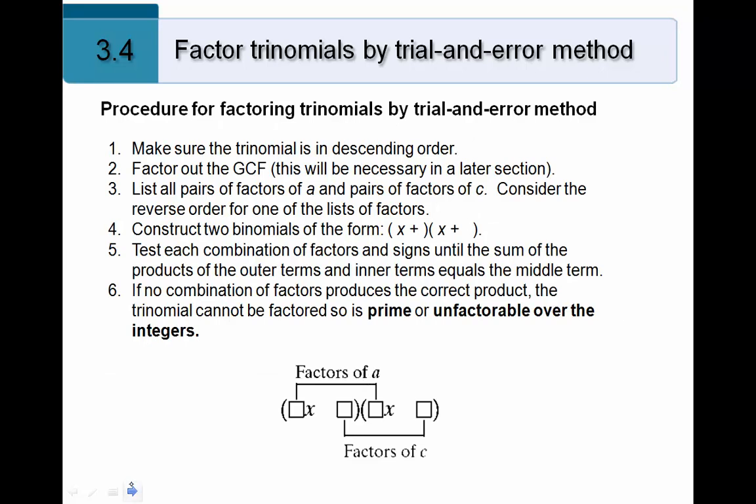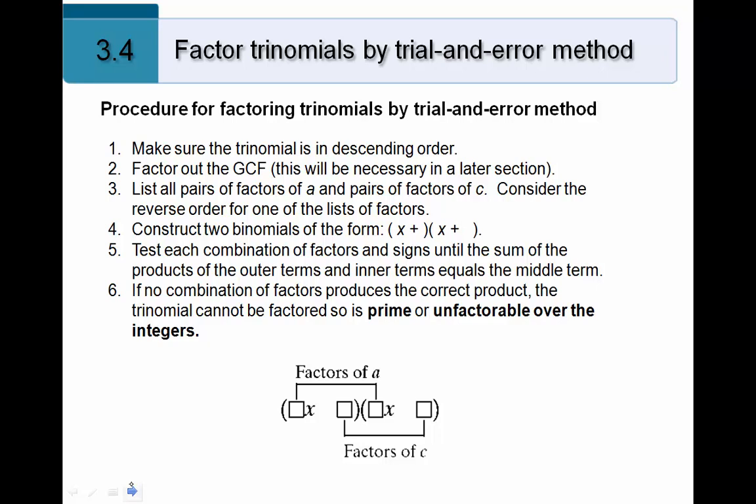So this is going to be my procedure for factoring trinomials using the trial and error method. First, I'll make sure that the trinomial is in descending order. Then I will factor out the GCF if there is one. Now, although I may not have to do that in this section, I may need to do it in later sections in this unit.